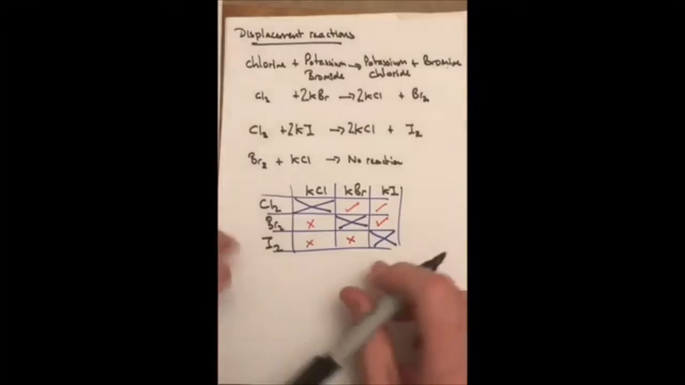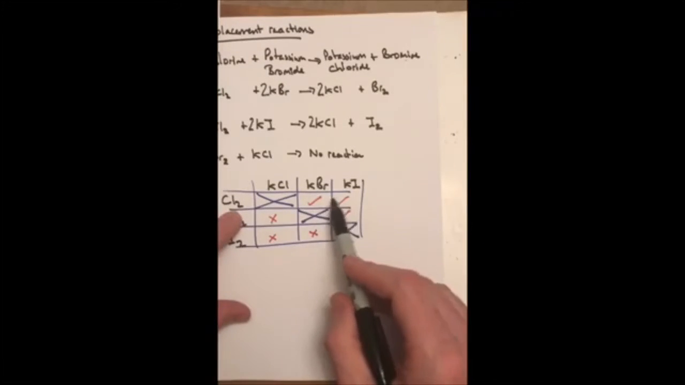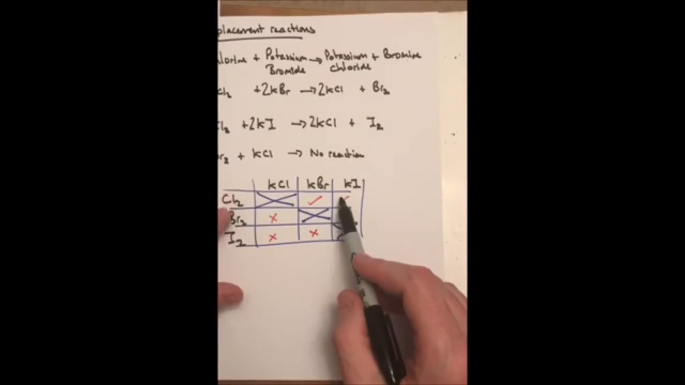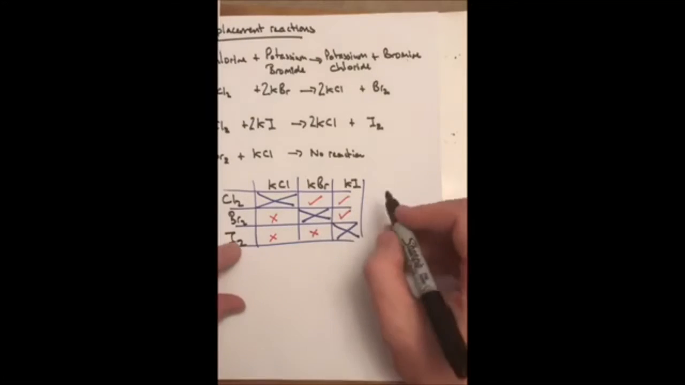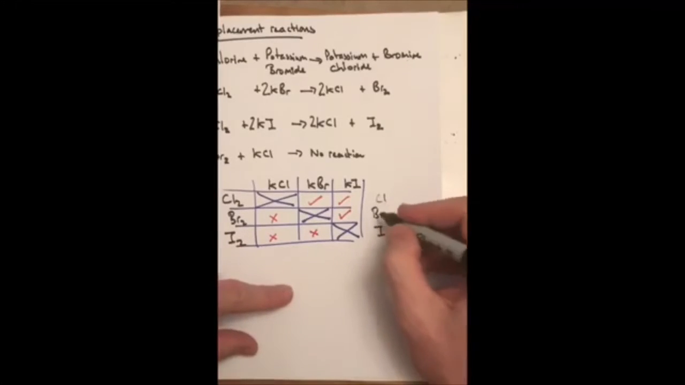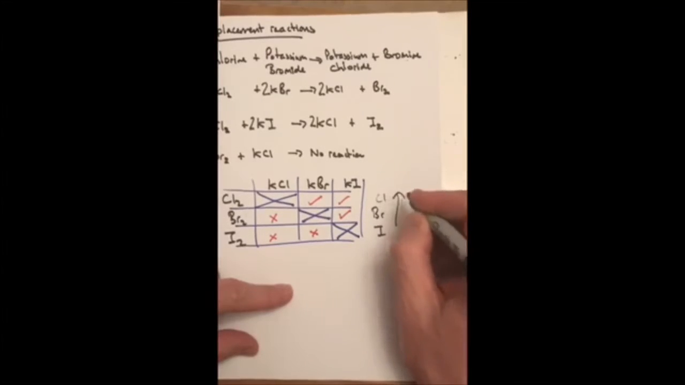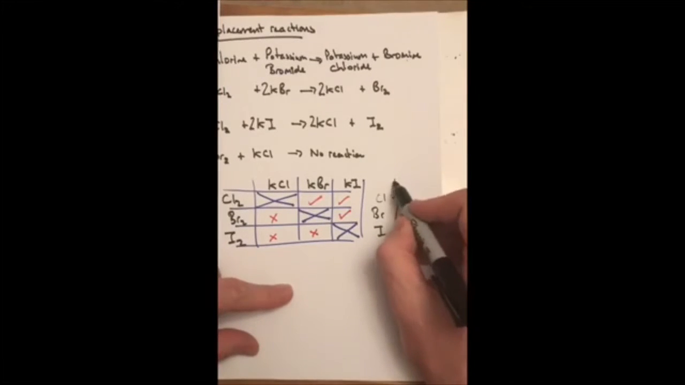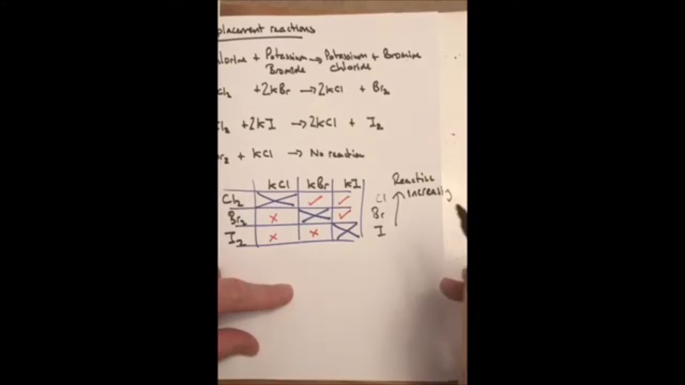So what this allows us to do is say that the chlorine has got 2 ticks, therefore it is the most reactive. Bromine's got 1, therefore it's the next reactive, and iodine hasn't got any, therefore it's the least reactive. So we've put those in order, as we've just said. You notice that is the same order that they are in group 7. And if I go up that group, then what I'm seeing is the reactivity is increasing. So they are becoming more reactive as we go up the group.